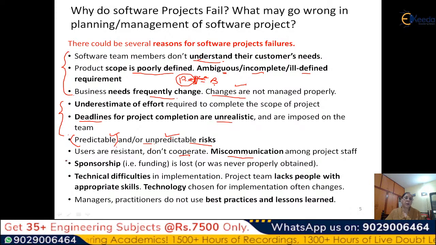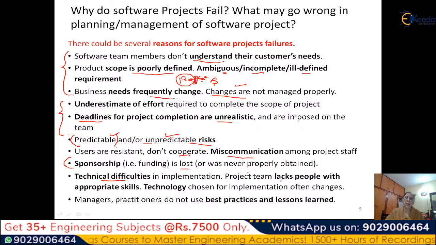Then you come to sponsorship. Sponsors are people who provide the funding. They are another type of stakeholders. So either the sponsorship will be lost halfway or it is never given. If the sponsorship for who will fund the project is not properly obtained, then halfway it may get wound up.